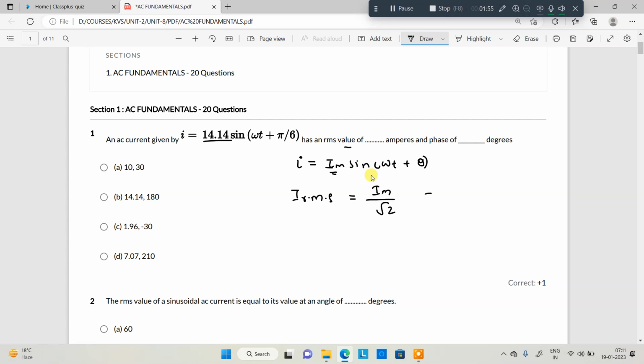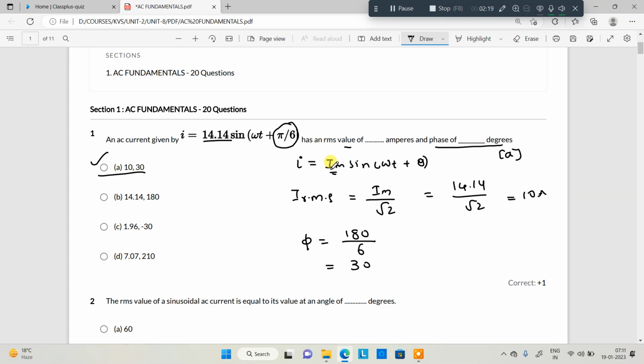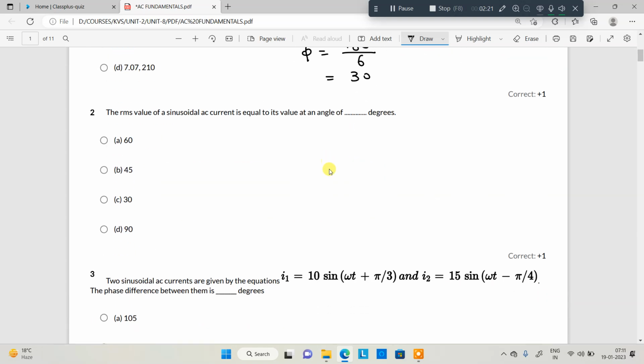So what is the Im here? 14.14 divided by root 2. You will get 10 amperes. Okay, current is 10 amperes. Next, the phase angle in degrees. So phase angle phi is equal to pi by 6. Pi by 6 is nothing but 180 degrees by 6, which is equivalent to 30 degrees. So option A is the correct option. Is it okay? Next, we are moving to the second question.